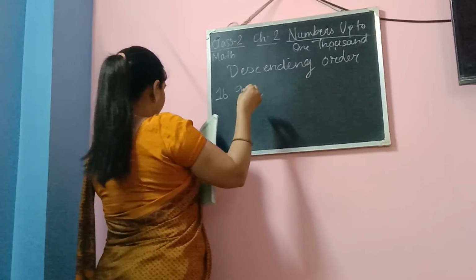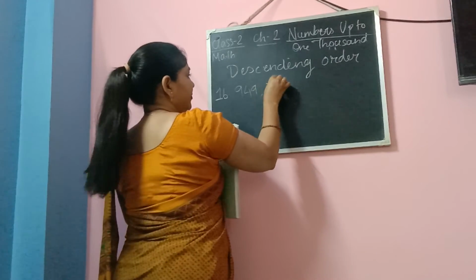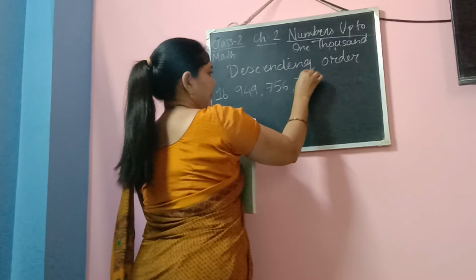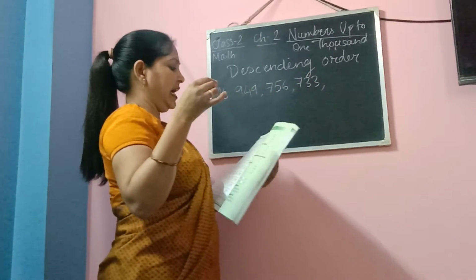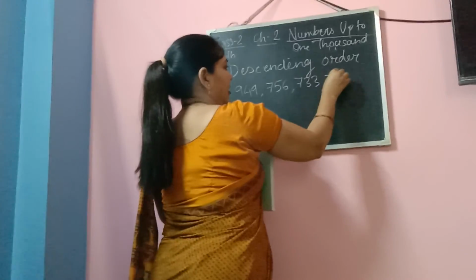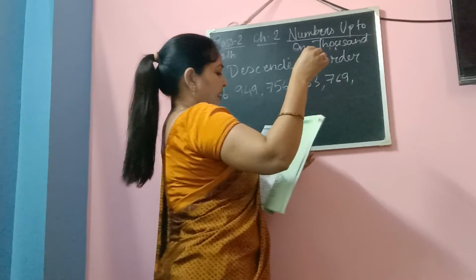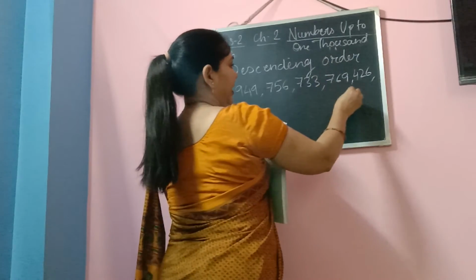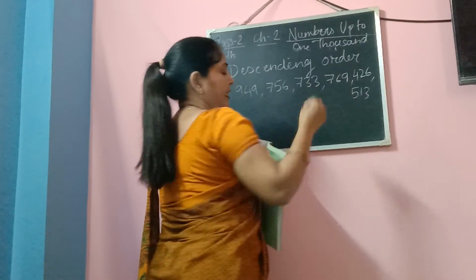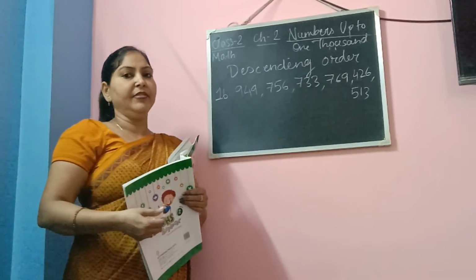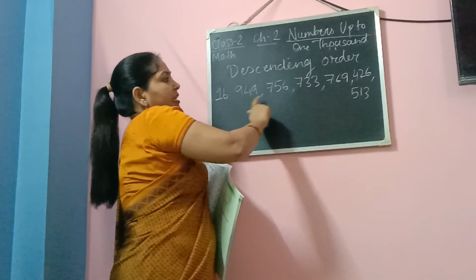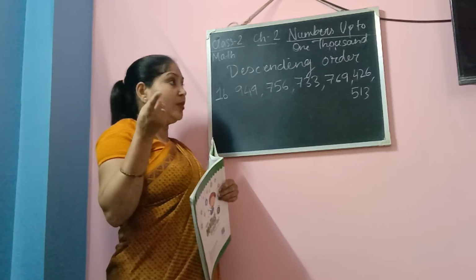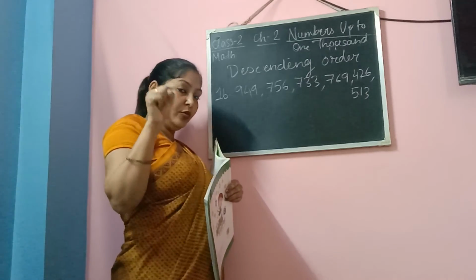949, then 756. After that we have 733. Next we have 769. Then 426. And the last number is 513. Okay, these are the numbers which we have to compare. Now out of all these numbers we have to find out the greatest number because we are doing descending order from big to small.